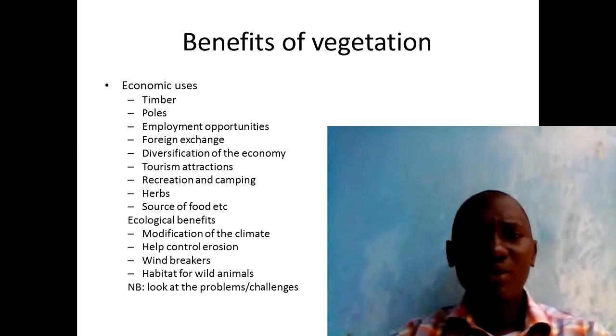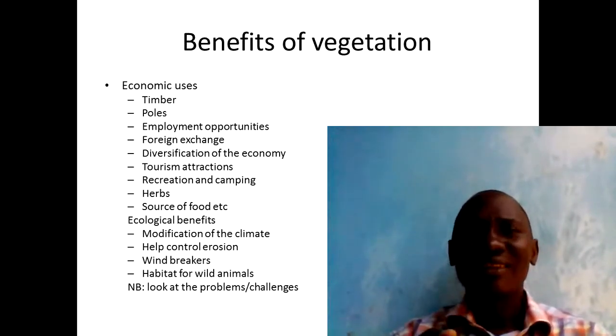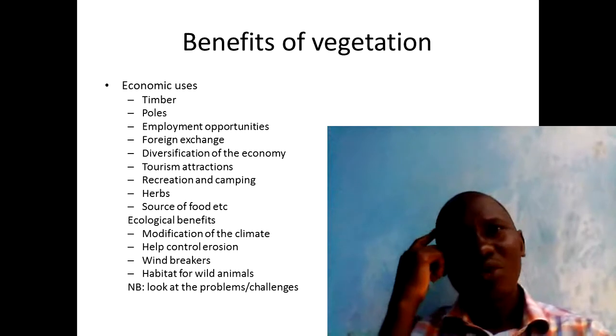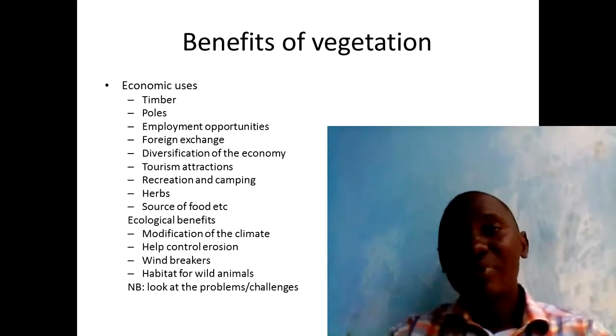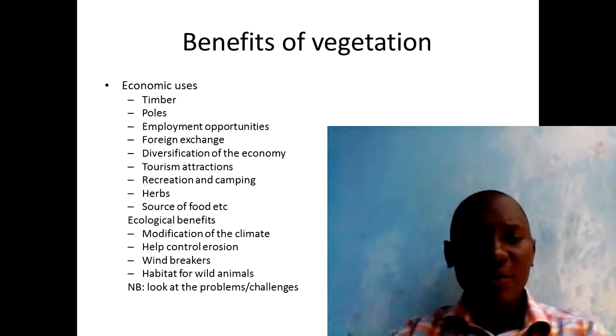You guys have these things you call totems. All of them live in the wilderness. The snakes, the monkeys, the antelopes, the elephants, the lions, they depend on the natural habitat, the vegetation, for their habitat.